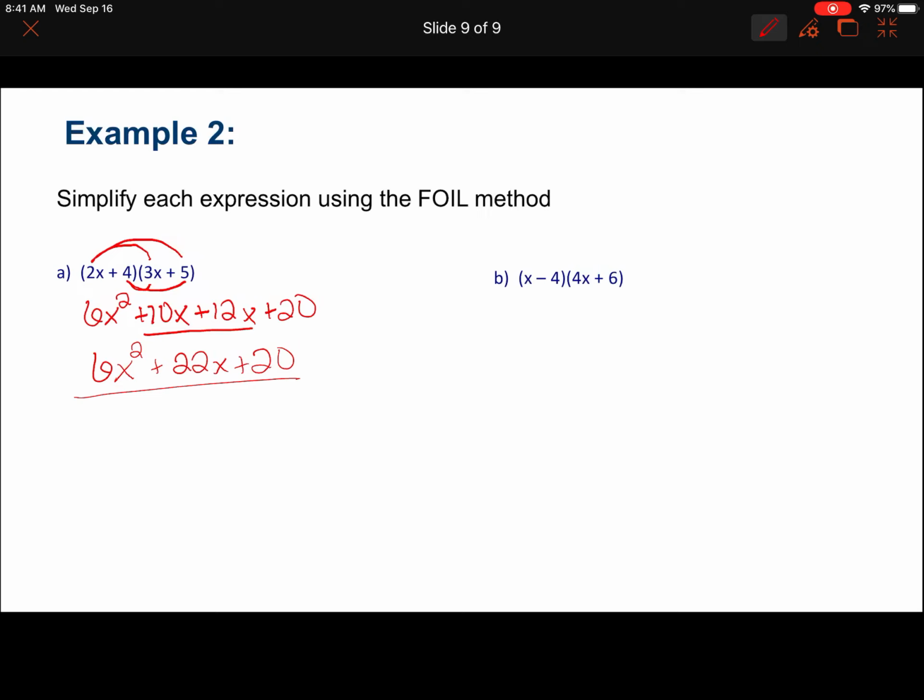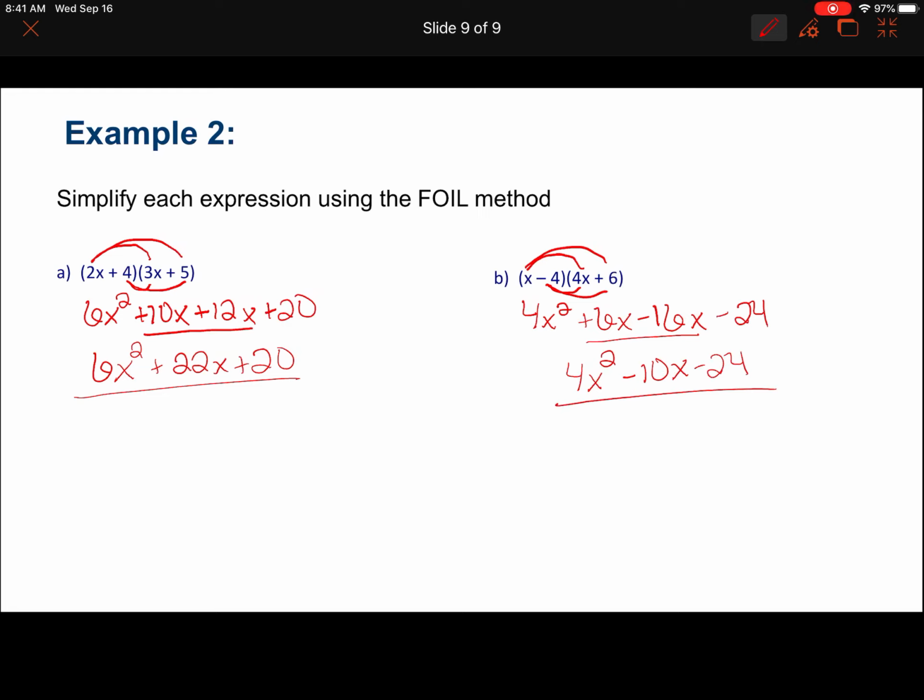Okay, then our second one, again, we're just going to FOIL. x times 4x, 4x squared. x times 6, 6x for our outer. Our inner, negative 4 times 4x, negative 16x. Negative 4 times 6, minus 24. Again, combine your middle terms, 4x squared minus 10x minus 24.